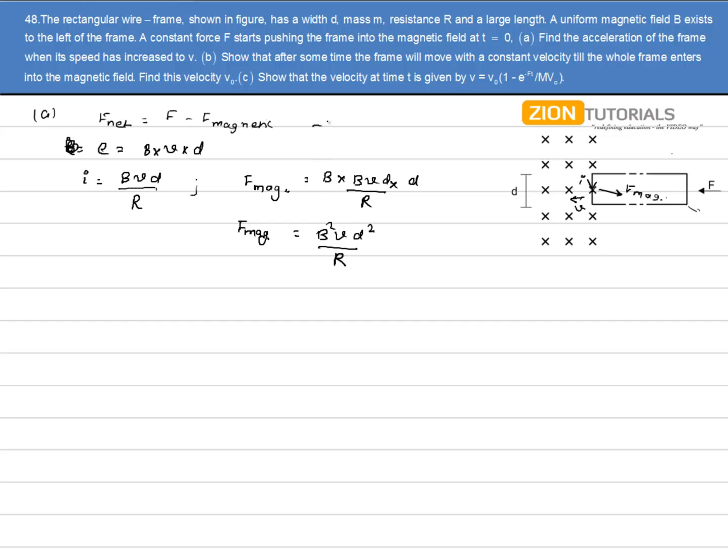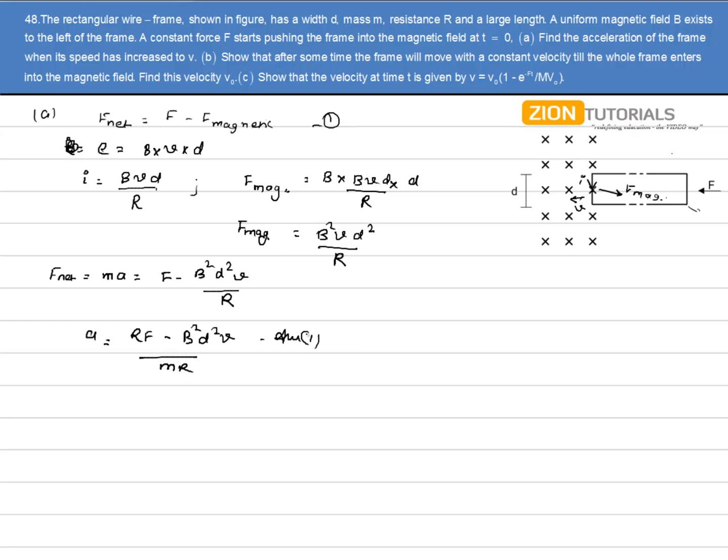Substituting this value in the above equation, F net can be written as mass into acceleration equals F minus B square D square V by R. So the acceleration that is coming out will be equal to RF minus B square D square V, divided by MR. This is my answer for the first part.